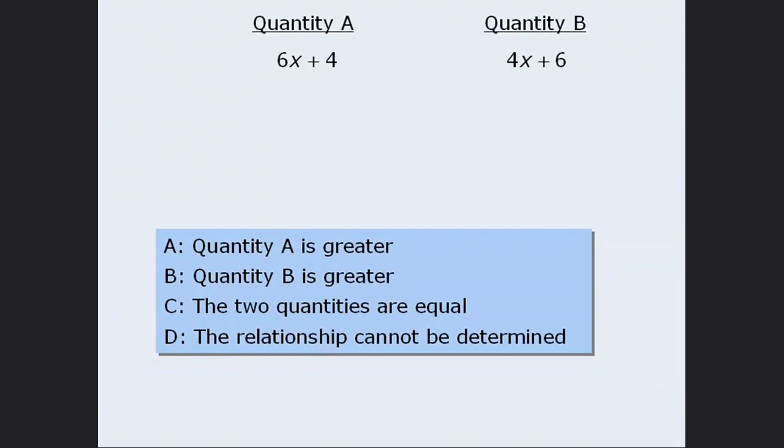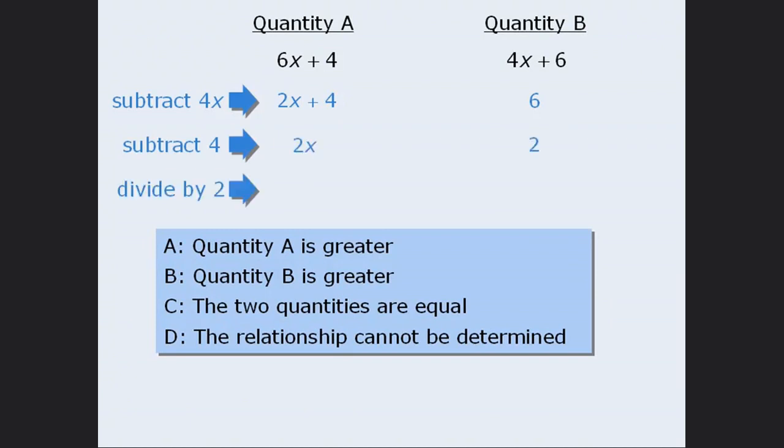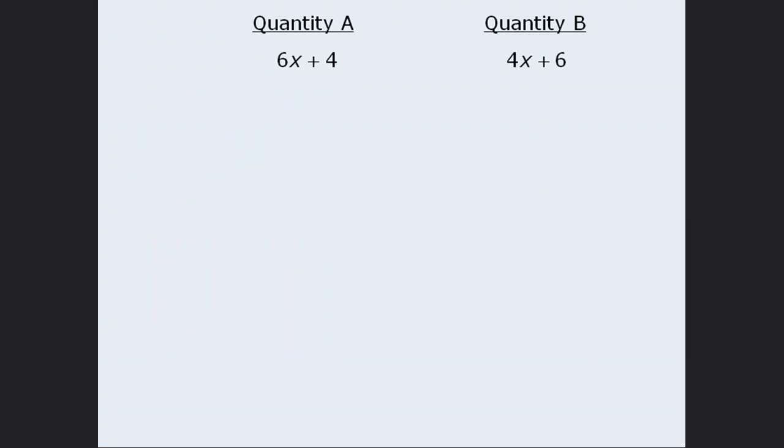So we might begin by subtracting 4x from both quantities to get this. Then we can subtract 4 from both quantities to get this. And finally divide both sides by 2 to get this. At this point, we're comparing x with 1. And since x can be less than 1, greater than 1, or equal to 1, it's clear that the answer here is D. Alright, now let's examine a different approach.